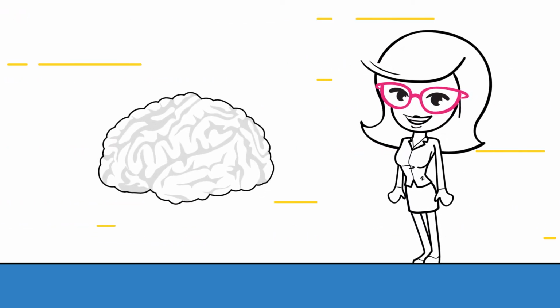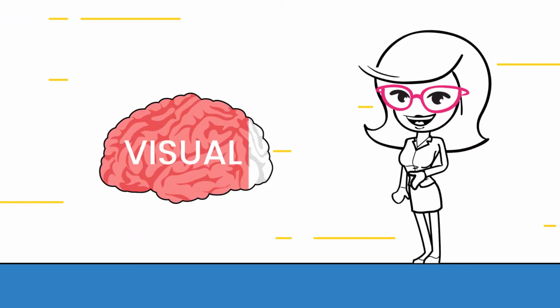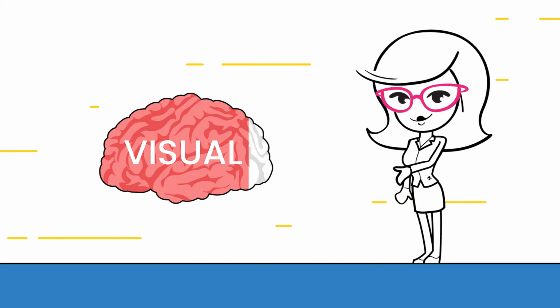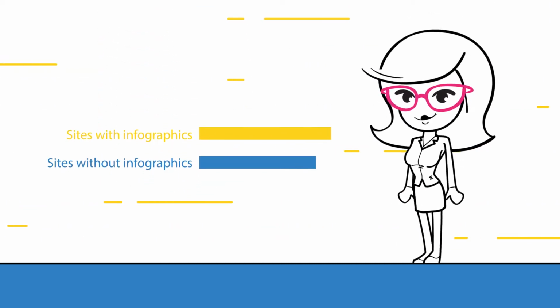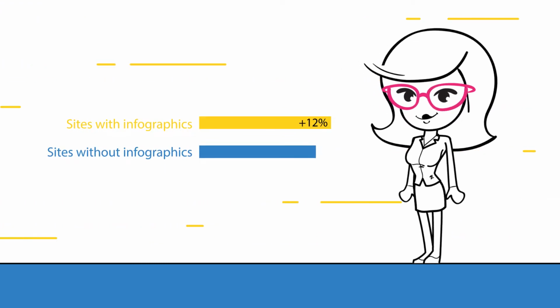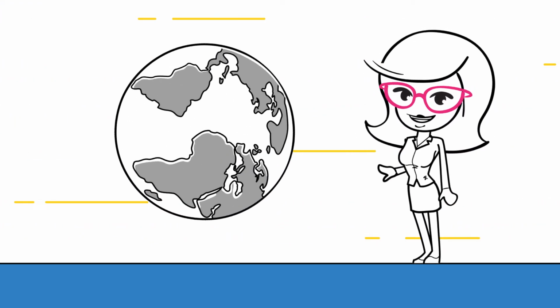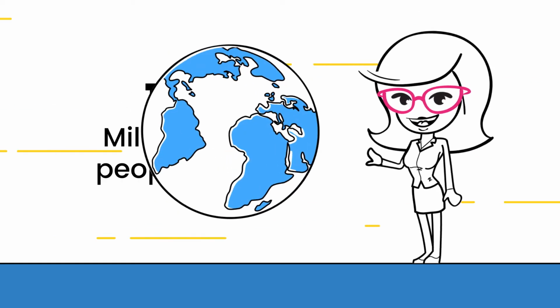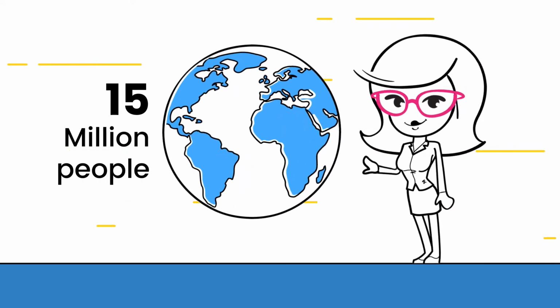Scientists say that 90% of the information transmitted to the brain is in fact visual. Also, publishers who use infographics grow in traffic and average 12% more than those who don't. And one quite promising fact, an infographic has the potential to reach up to 15 million people.